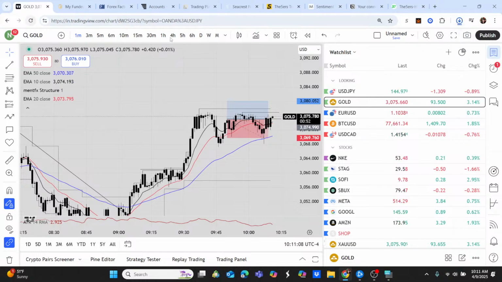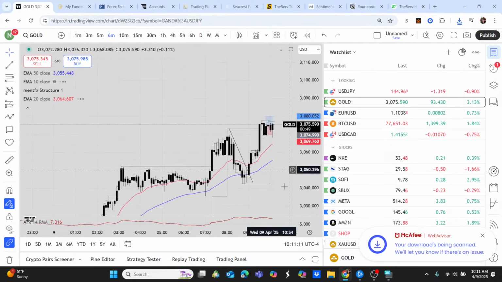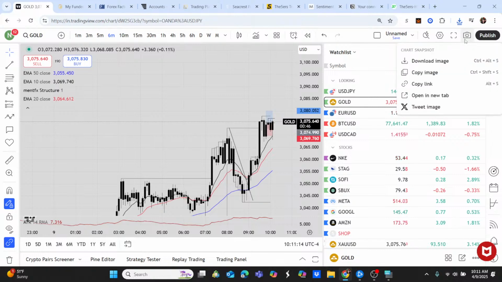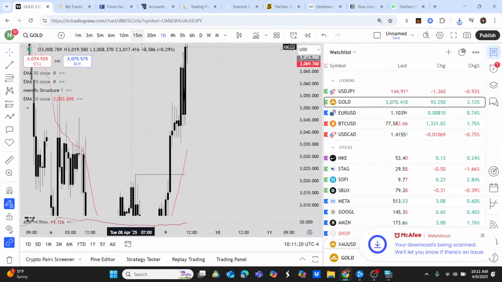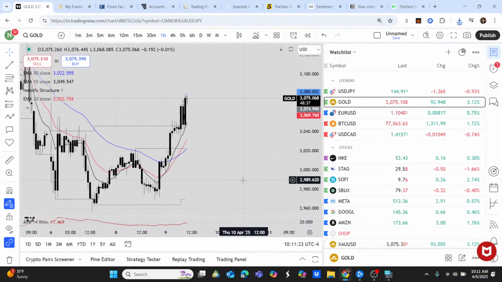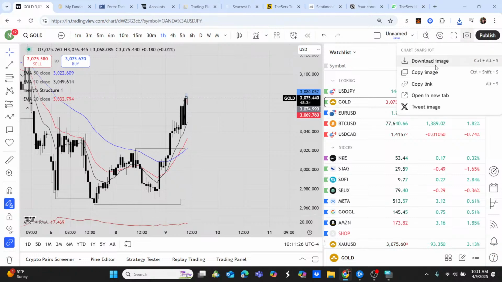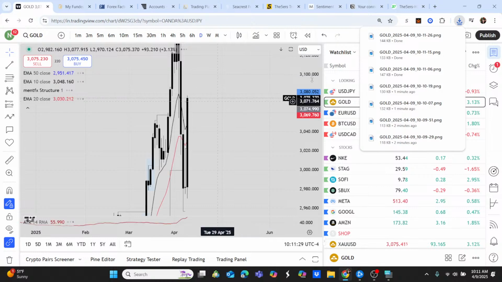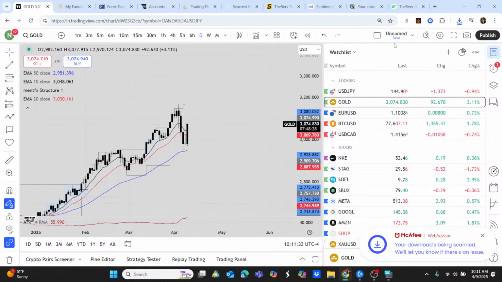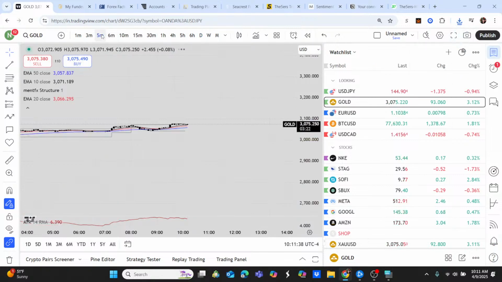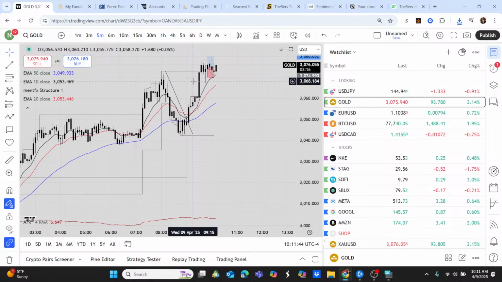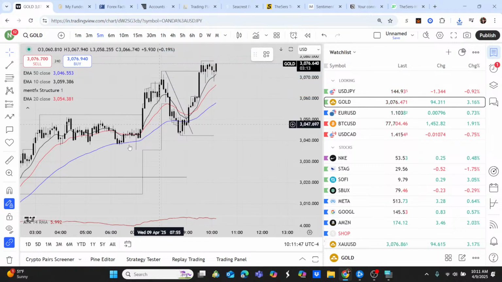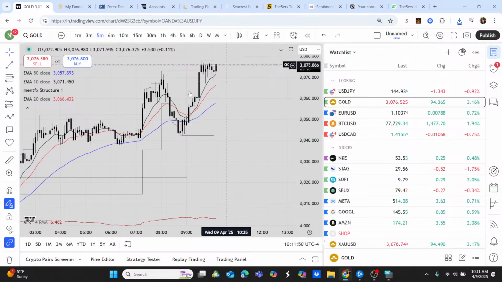Image right here. Image here. Download image here. Download. It's basically the same image, but whatever. Download it. All right, there we go. Now I can curl the chart. Curl the chart. There we go.